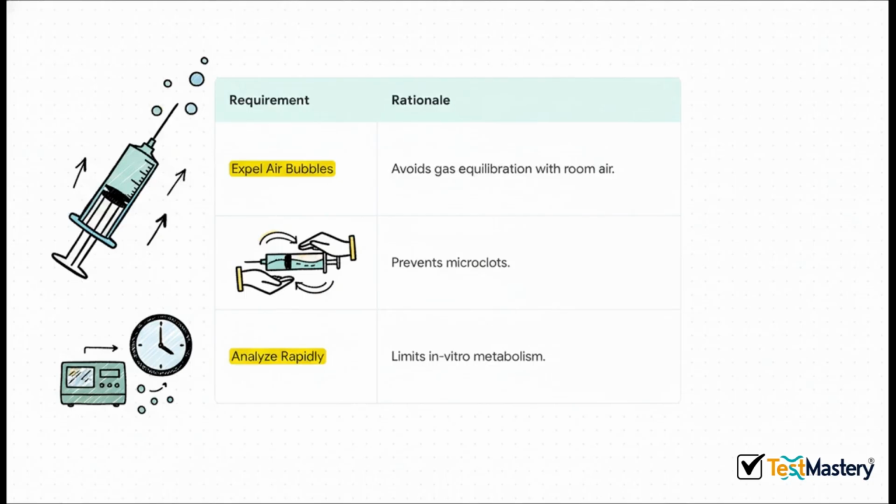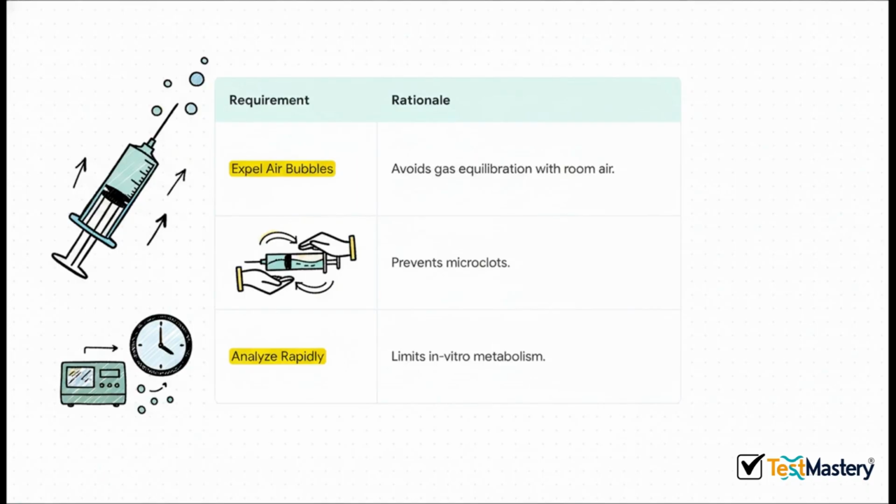First, you have to get rid of any and all air bubbles. Room air has way more oxygen than blood, and it'll seep into your sample and mess it up. Second, you have to mix it gently but right away to prevent clots. And third, it has to get analyzed fast. The living blood cells in that syringe are still using up oxygen and making CO2, changing the very results you're trying to measure.